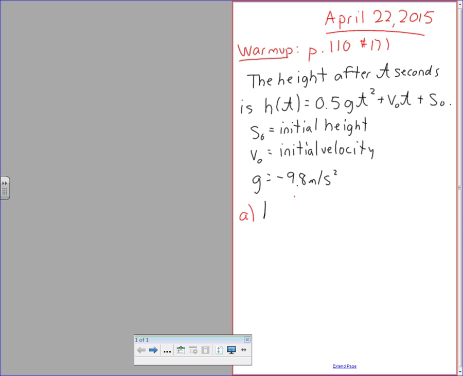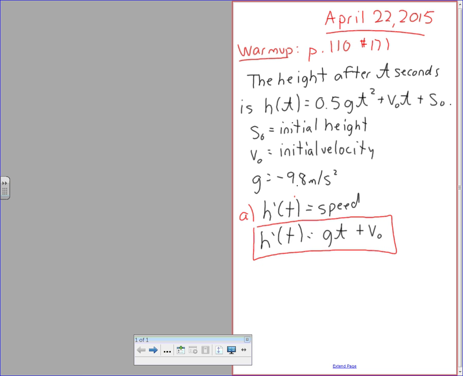Someone else who wasn't here yesterday: h prime of t is equal to the speed. So can somebody please find the equation for h prime of t? h prime of t equals gt plus v naught. Okay, good. Who else wasn't here yesterday? Emily, I think you might be the last person, so you might be solving this question for me.